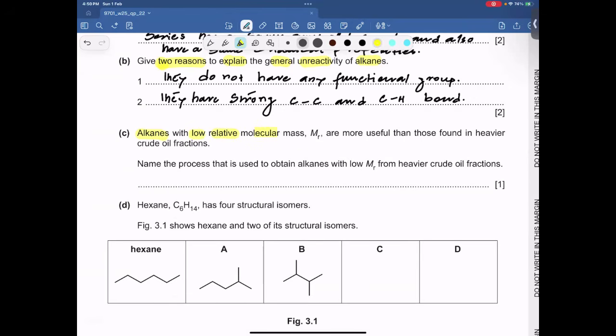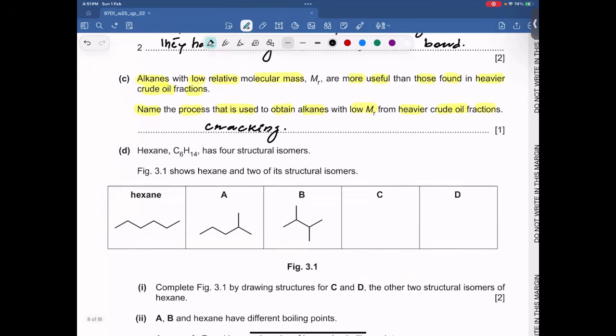Alkanes with low relative molecular mass are more useful than those found in heavier crude oil fractions. Name the process that is used to obtain alkanes with low Mr from heavier crude oil fractions. So, a heavier crude oil fraction gives you a smaller Mr fraction. That is going to be the cracking process. So cracking is a process in which longer chain alkanes give you shorter chain alkanes with a lower Mr.